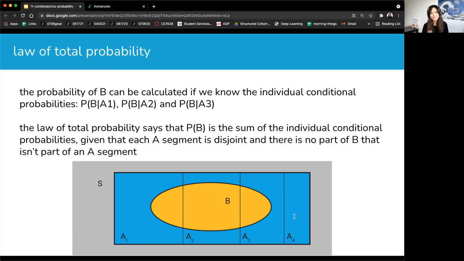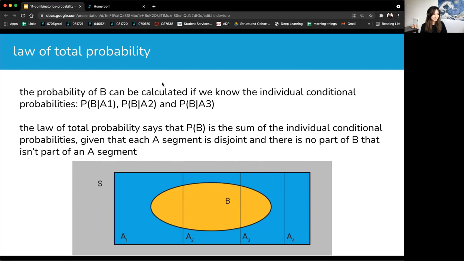If we know those proportions, the law of total probability says that we can actually calculate B. And it says that B is the sum of the individual conditional probabilities, given that each A segment is disjoint and there is no part of B that isn't part of an A segment.